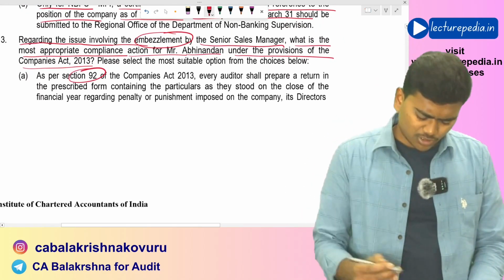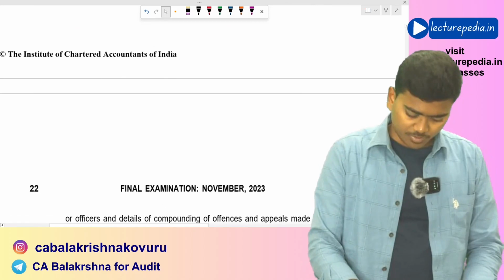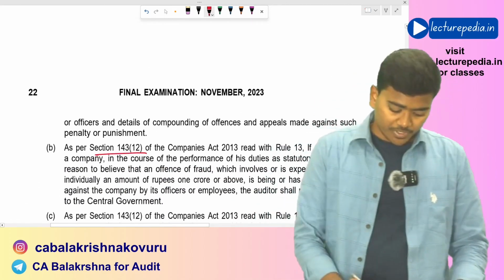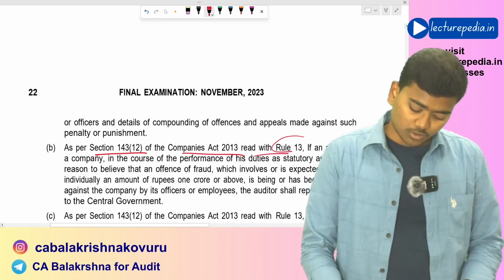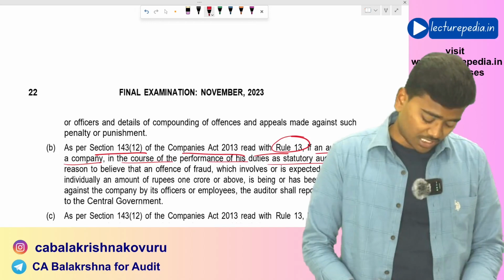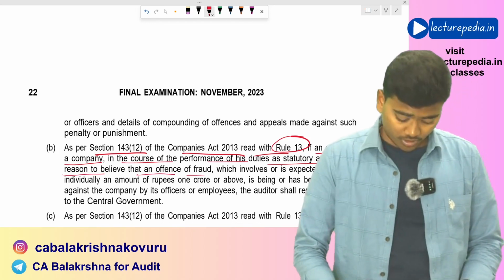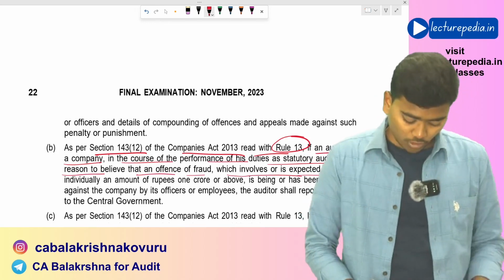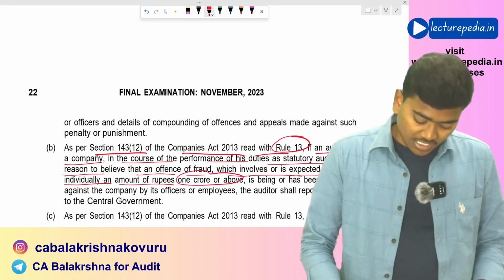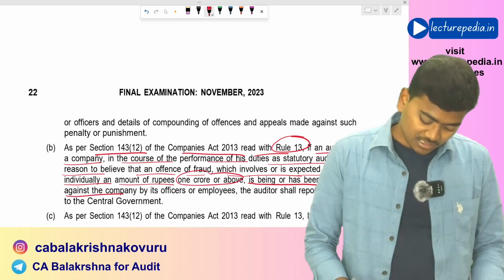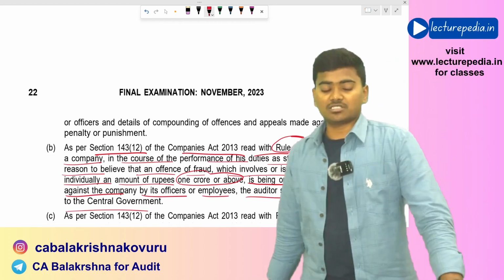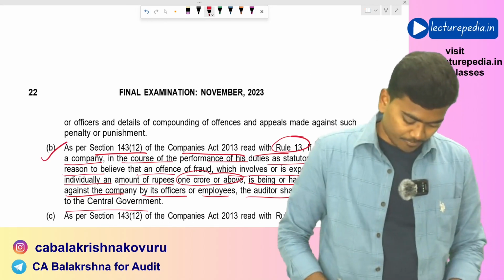As per section 92, no, section 92 doesn't deal with this aspect. As per section 140 subsection 12 of the Companies Act 2013, read with Rule 13, if an auditor of a company in the course of performance of his duties as statutory auditor has reason to believe that an offence of fraud which involves or is expected to involve individually an amount of rupees 1 crore or above is being or has been committed against the company by its officers or employees, the auditor shall report the matter to the central government. Yes, option B looks good.